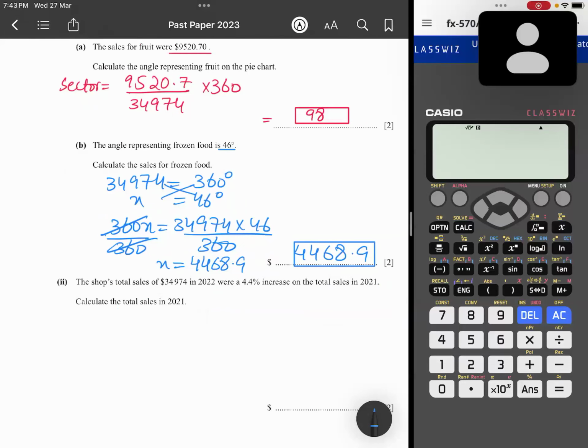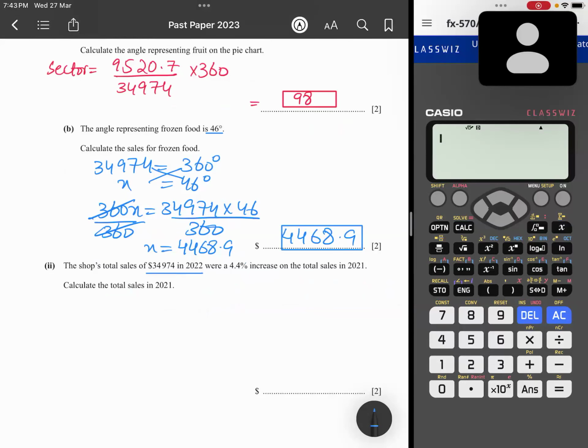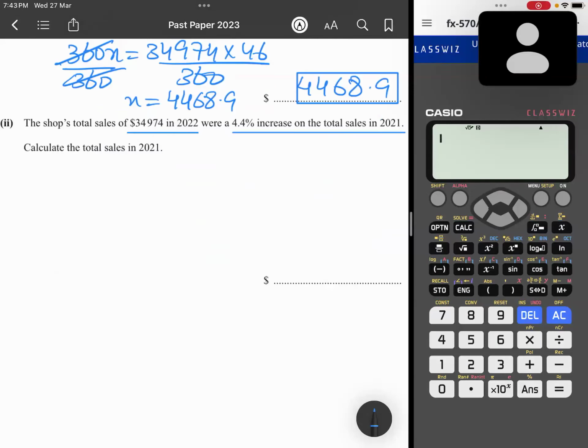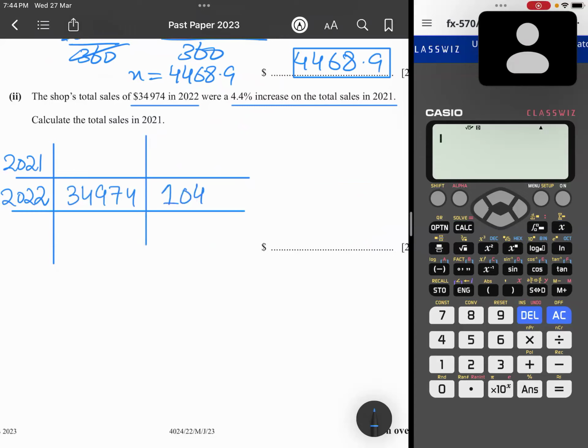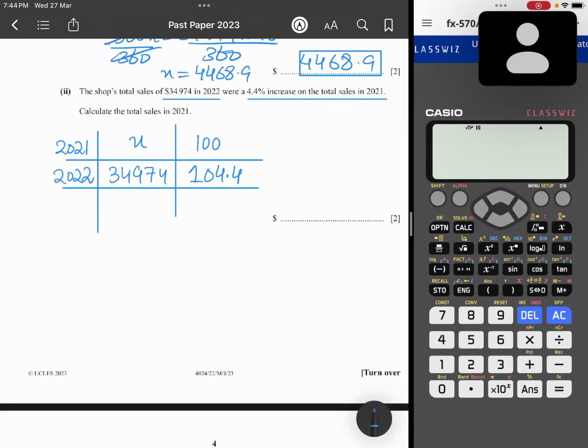Okay. The shop total sale of this watch in 2022 were a 4.4% increase in the total sales in 2021. Again, 2 years. So make a table like this in order to avoid any error. So you have 2 years, 2021 will come before 2022. The shop sales of this much in 2022, 34974. It is 2022, a 4.4% increase. It means that this is 104.4. So previous is always 100. So we need to find our total sales in 2021.